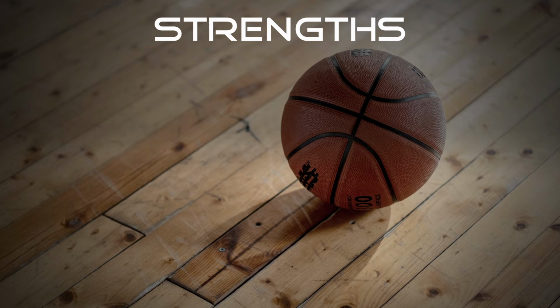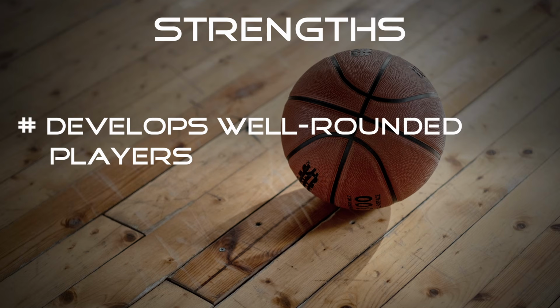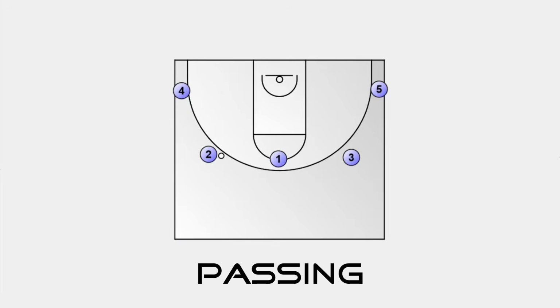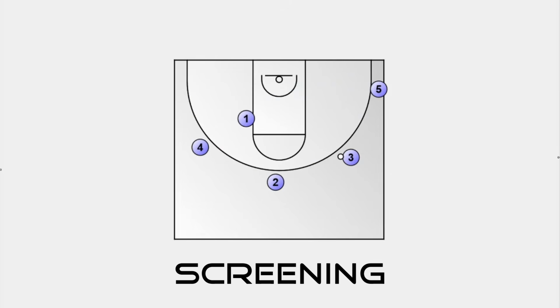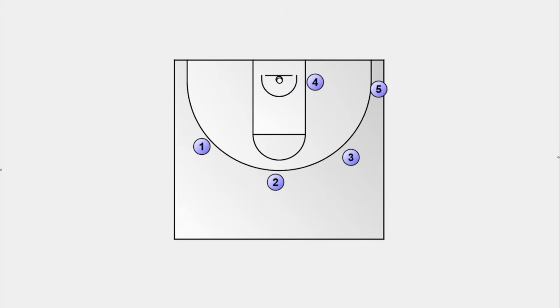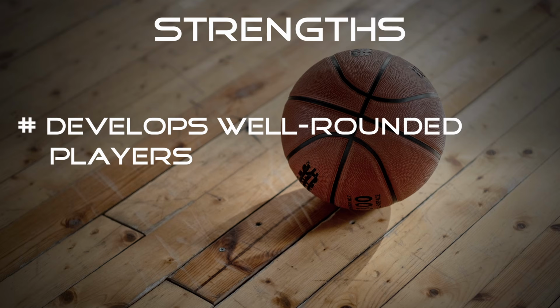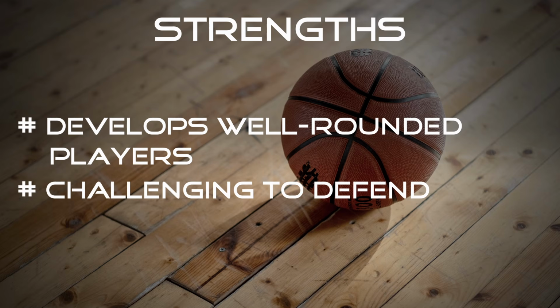The cornerstone of the read and react offense lies in its emphasis on developing players with well-rounded skills. Every team member is required to excel in passing, cutting, dribbling, shooting, and screening. The read and react offense constantly keeps the defense guessing with its multiple options. By adapting to the defense's movements, the offense becomes incredibly challenging to defend against, providing a significant advantage on the court.